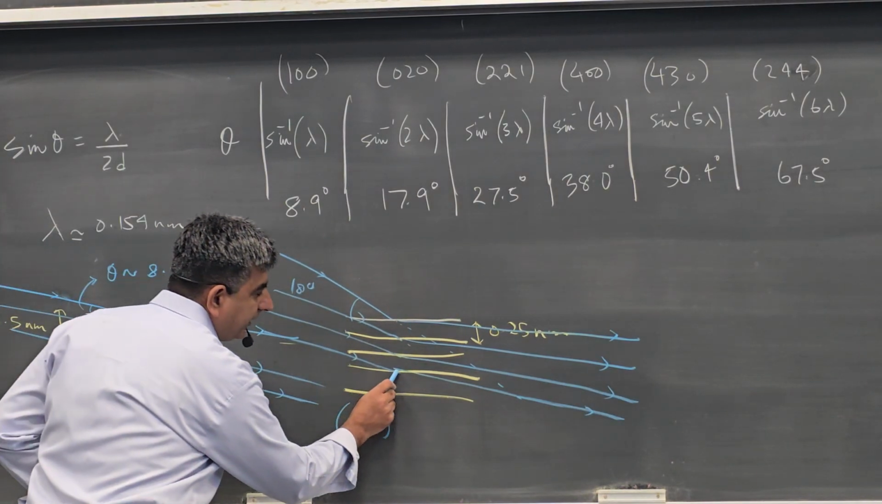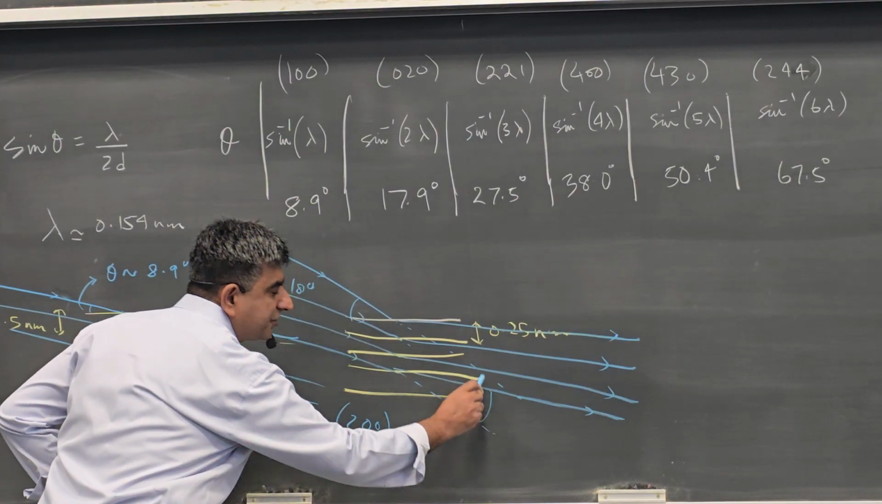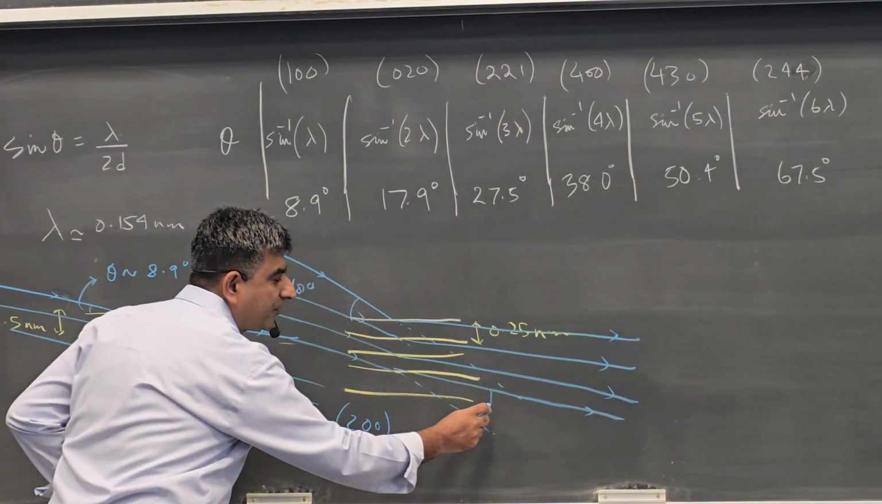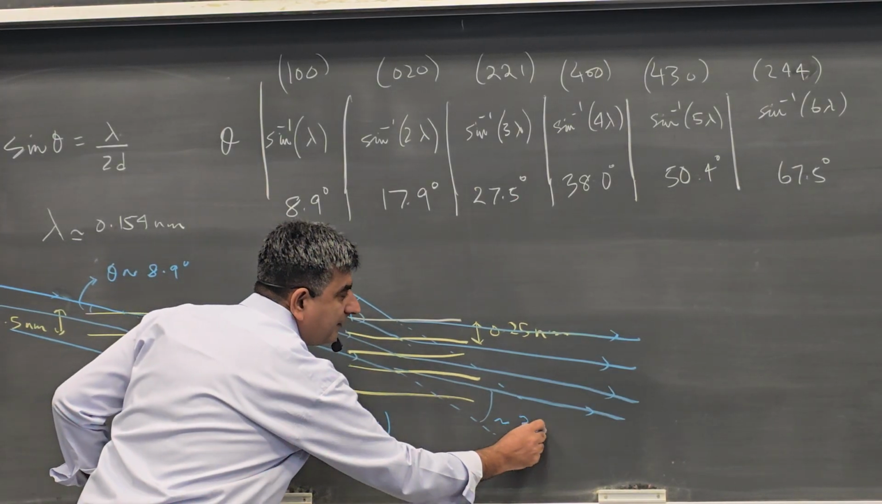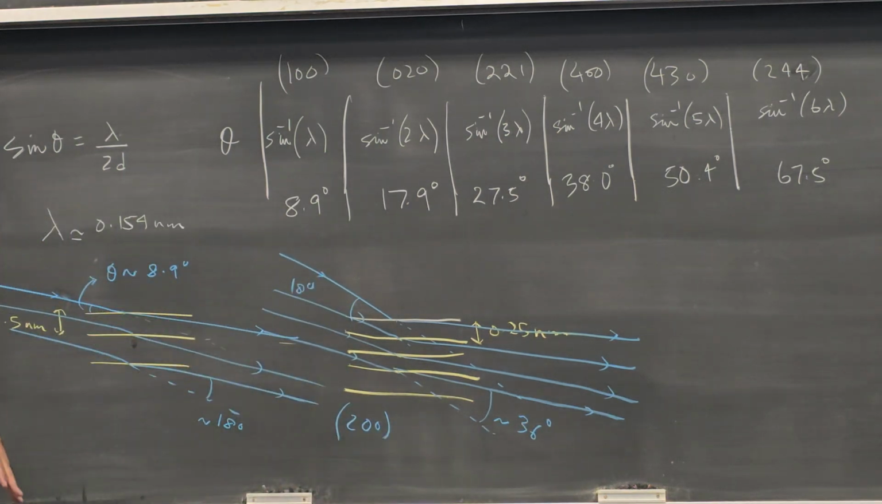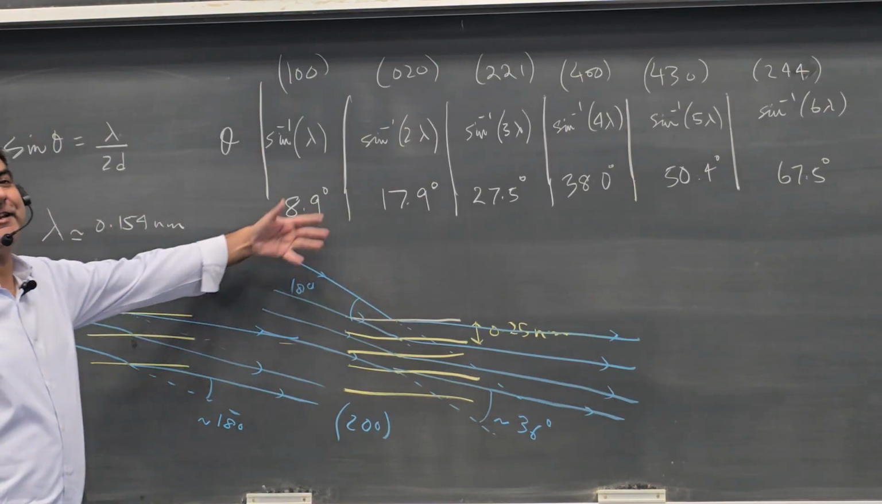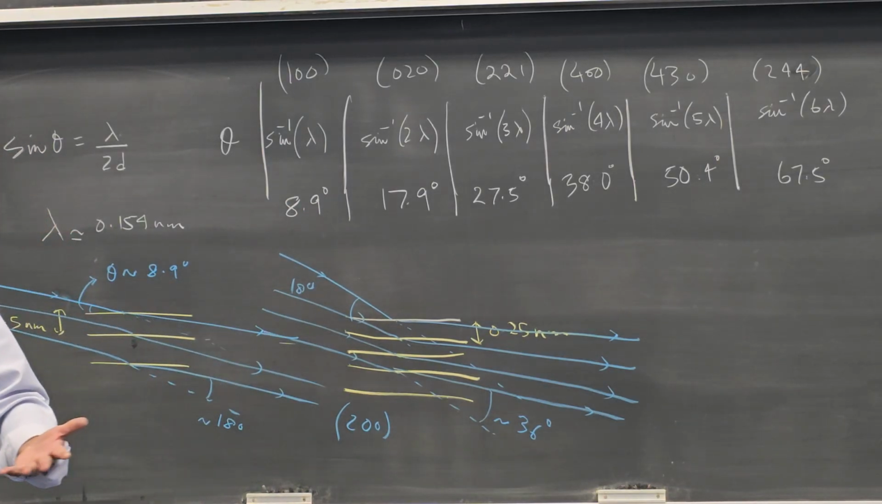So the deviation from the unscattered direction is about 36 degrees. So tighter planes will give you bigger angles of scattering. If incident radiation were at any other angle, these planes would not reflect, they would be silent to the X-rays, they would be unscattering planes.